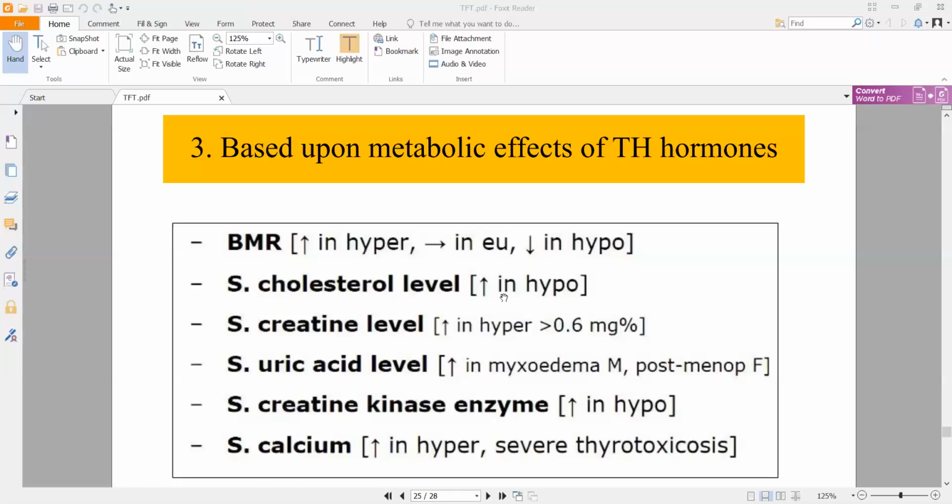This is also common in postmenopausal females. So in postmenopausal women, uric acid levels will go up if they have improper thyroid hormones. This can lead to another problem, which is gout. Uric acid level is high, meaning urate crystals can form, and that can cause gout. So they are linked in this sense, right? Another thing, if thyroid hormones are very high, serum calcium levels will increase, especially in severe thyrotoxicosis. Serum calcium levels will increase a lot.